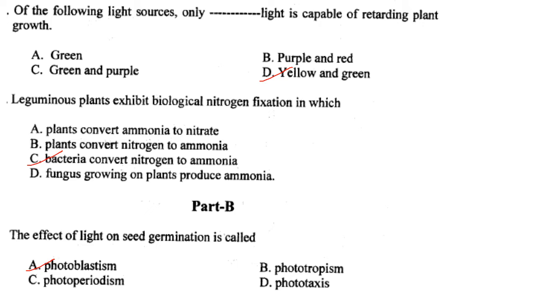Then next question. The effect of light on seed germination is called photoblastism. Phototropism is the orientation of a plant or other organism in response to light. Photoperiodism is the response to changes in day length that enables plants to adapt to seasonal changes in their environment. And phototaxis is bodily movement of a motile organism in response to light. So they have asked for the effect of light on seed germination, and it is called photoblastism.